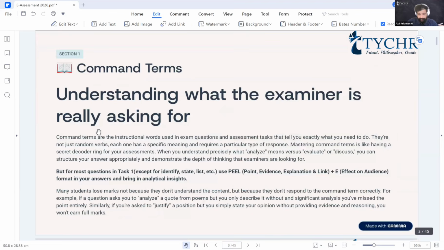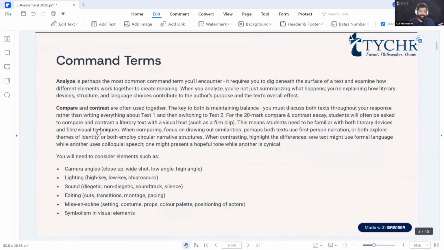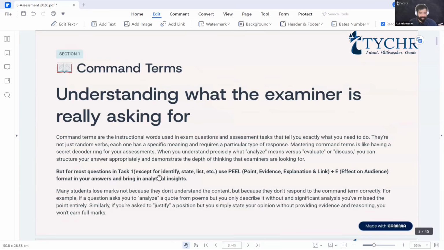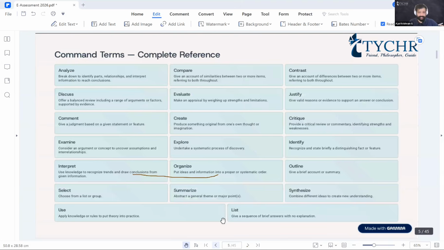And why that becomes important is here. For most command terms, except for maybe identify, state, or list, these ones, I hope you can see, for all the other command terms like analyze or explain, try to go with the simple approach of analyze. For example, if you're getting a question with a command term, okay, this is a list of 20 command terms.